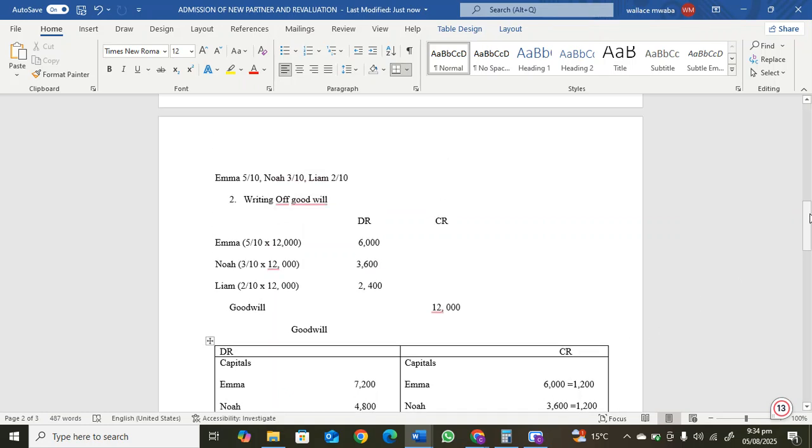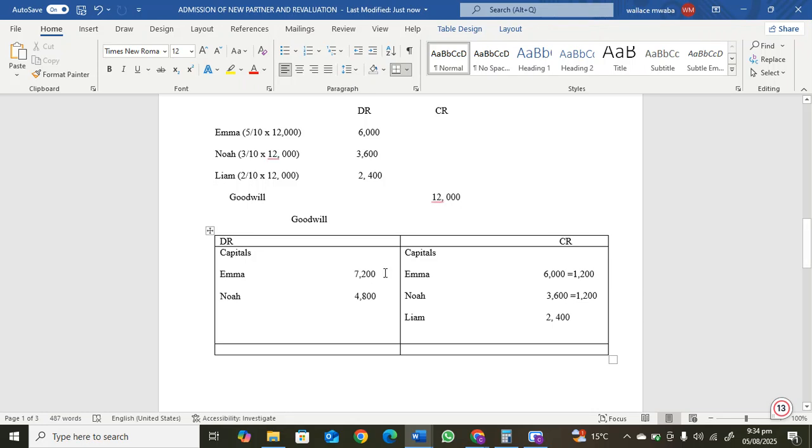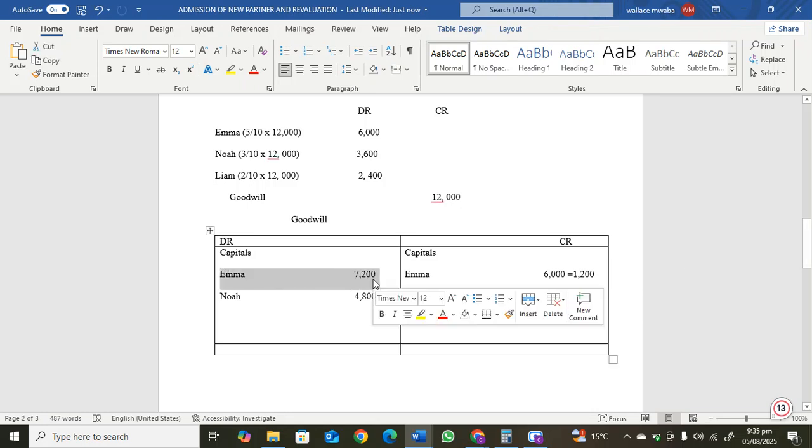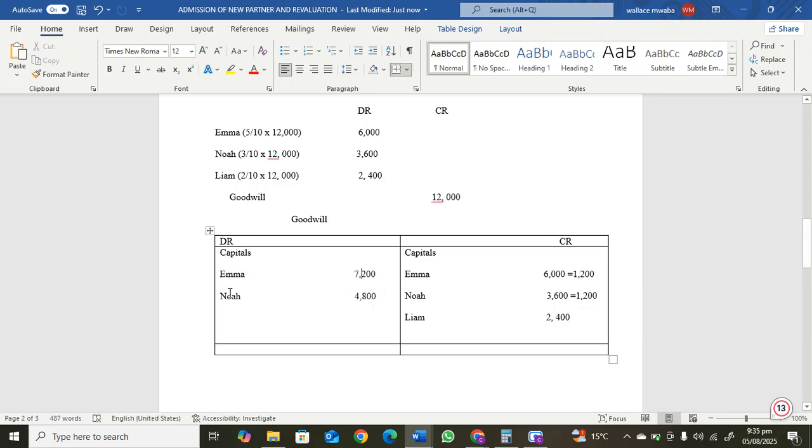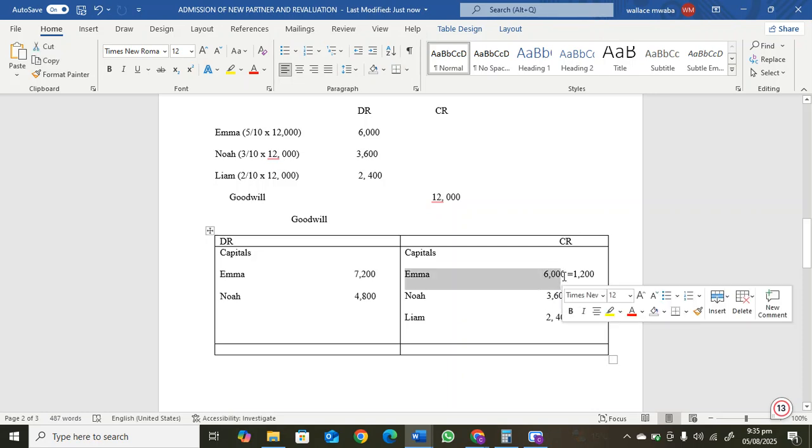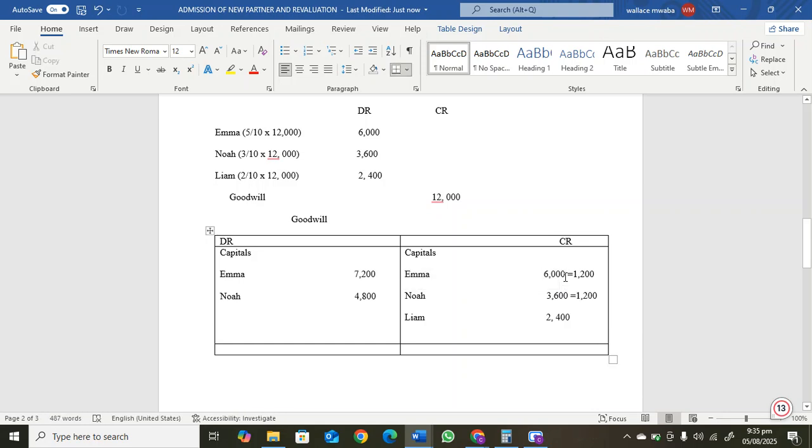On the debit side, before Liam came in, Emma was entitled to 7,200 of goodwill. Noah was entitled to 4,800 of the goodwill. That is 12,000 kwacha. Now, since Liam has come in, Emma is now entitled to 6,000 kwacha of the goodwill. She was entitled to 7,200, now she's entitled to 6,000. It means she's made a loss, right?